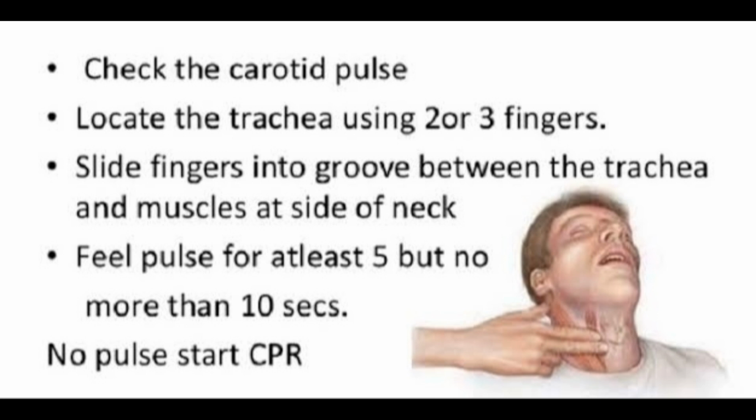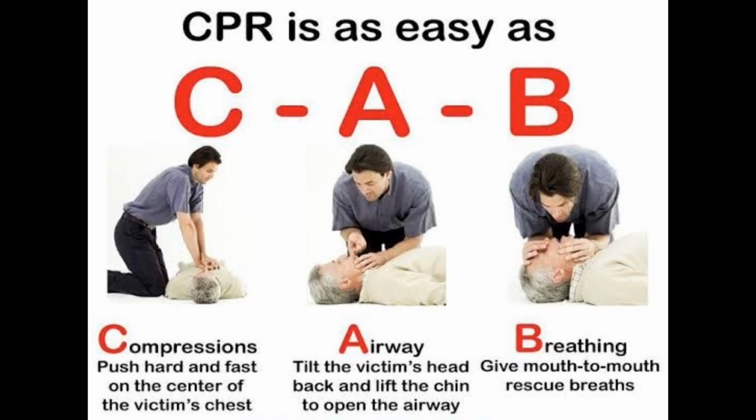Slide the fingers into the groove between the trachea and the muscle at the side of the neck. Feel the pulse for at least 5 but no more than 10 seconds. If you don't feel any pulse, you have to start CPR. For CPR, you have to remember the mnemonic CAB: C for compression, A for airway, and B for breathing.